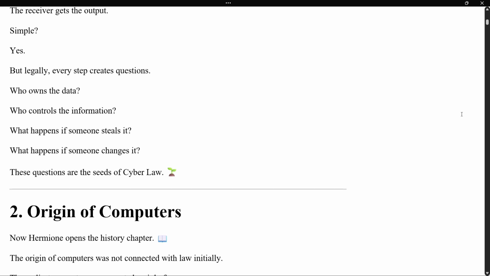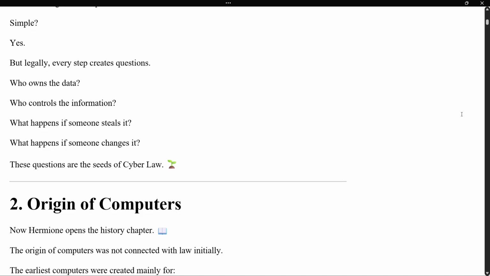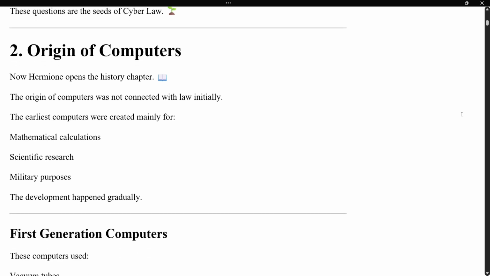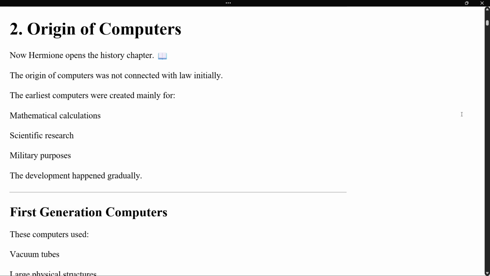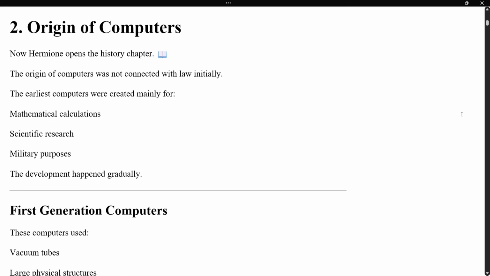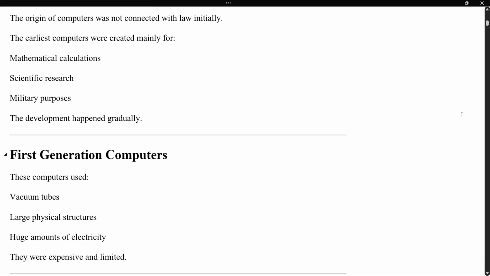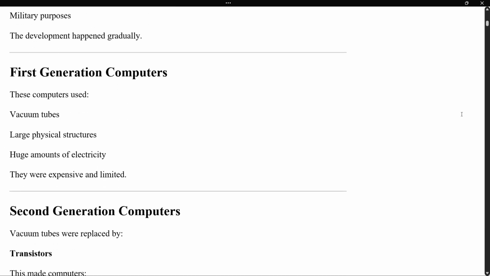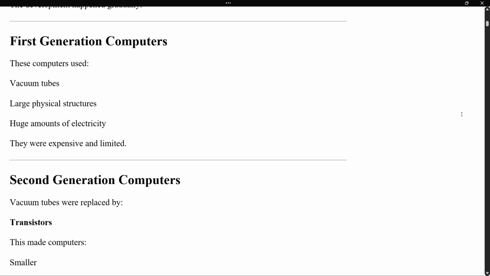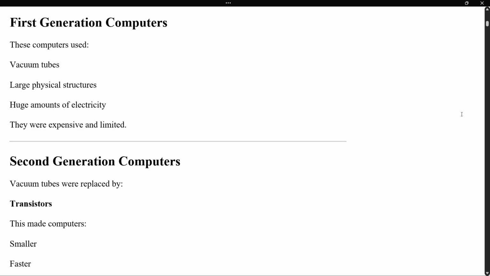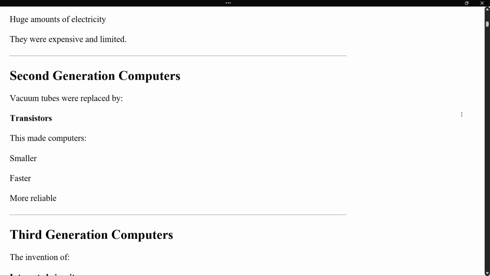The origin of computers was not connected with law initially. The earliest computers were created mainly for mathematical calculations, scientific research, and military purposes. The development happened gradually. First-generation computers used vacuum tubes, large physical structures, and huge amounts of electricity. They were expensive and limited. Second-generation computers: vacuum tubes were replaced by transistors. This made computers smaller, faster, more reliable.